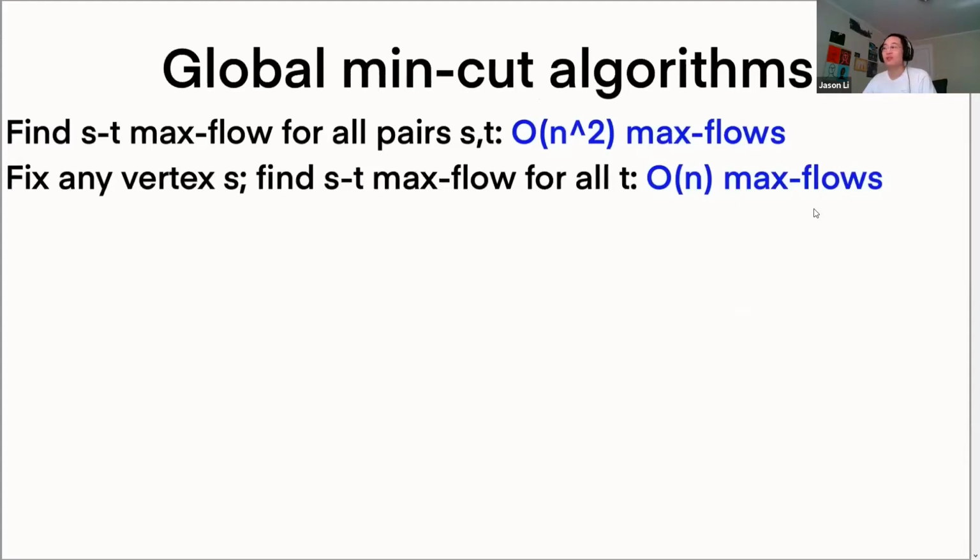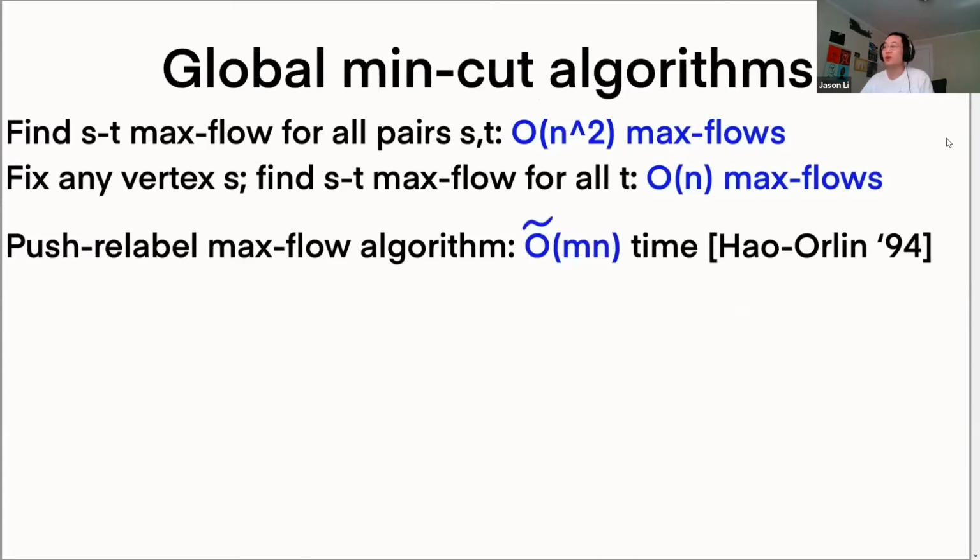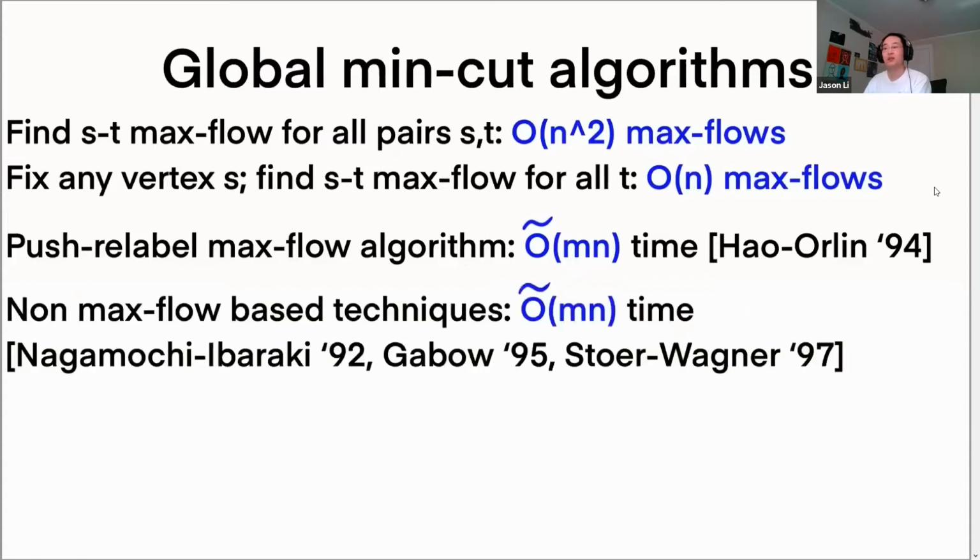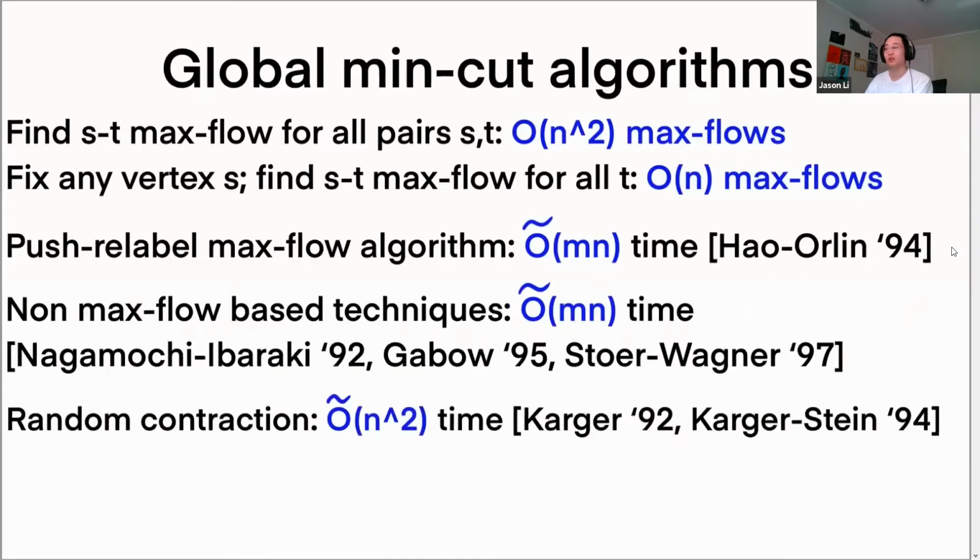But since we're aiming for efficient algorithms here, n minus 1 max flows is not ideal, and we want to do better. There's one special algorithm based on push relabel that is able to compute the global min-cut using a single max flow. However, this is specialized to push relabel, and it runs in time mn. Since then there have been algorithms specialized for the global min-cut problem that do not work for ST min-cut.